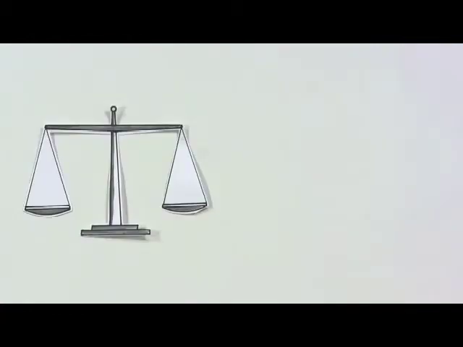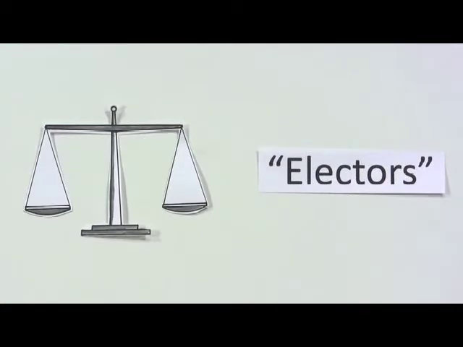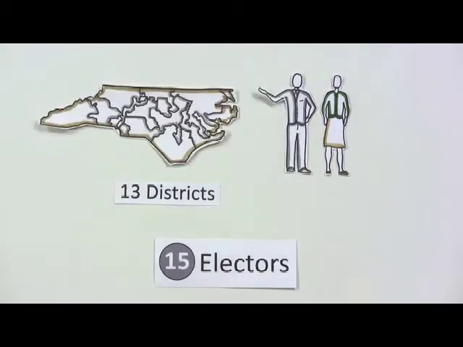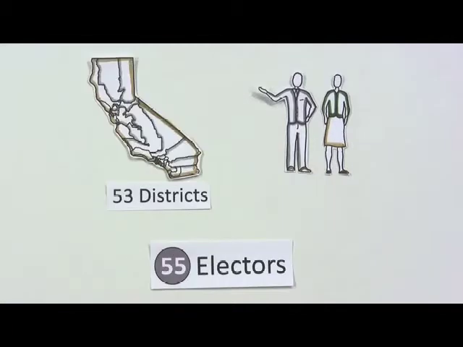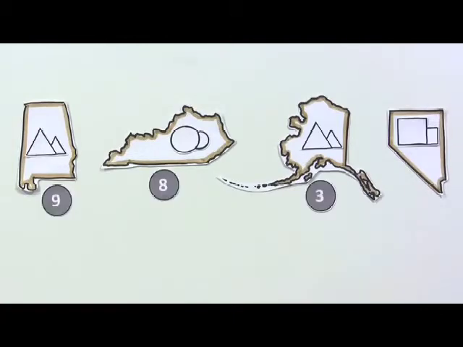The influence a state has in the election is measured by the number of electors. This number comes from the number of districts in a state plus the number of U.S. senators, which is always 2. North Carolina has 15 electors, while California has 55. When a candidate wins the voting in a state, they win that state's number of electors.